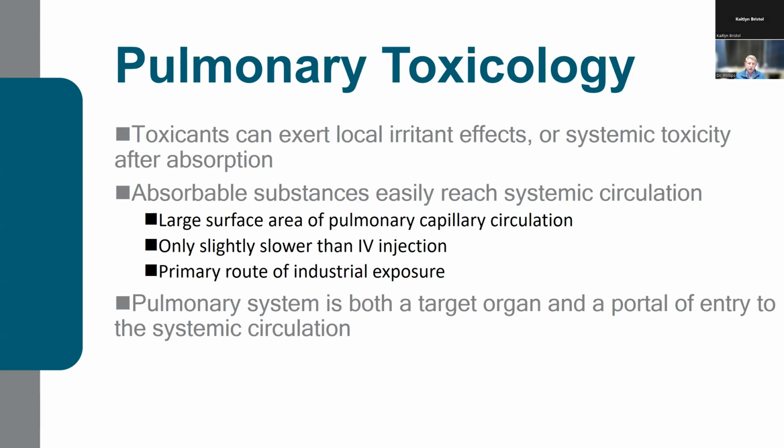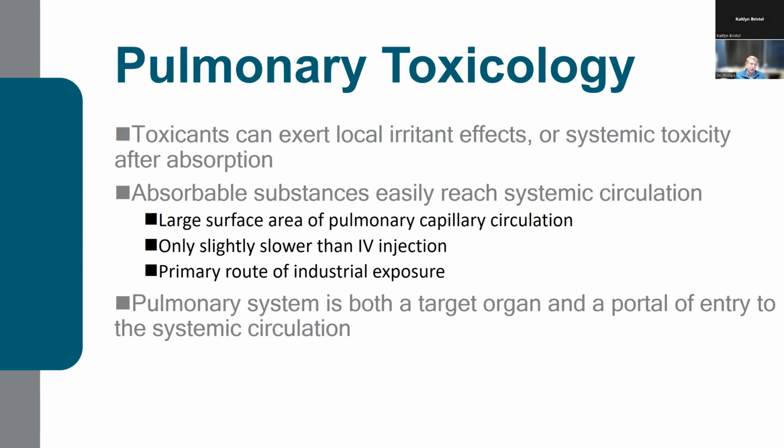So we know that toxins exert both local effects, and they may be irritant and ultimately either transient or pulmonary, or they may contribute to systemic toxicity if they're absorbed through the alveoli into the capillary network. So it's easy to reach the systemic circulation because of very large pulmonary capillary circulation surface area, and it's only slightly slower than an intravenous injection. And I think we all can appreciate that in this day and age with fentanyl inhalation, which is very quick to react, almost as rapid as an intravenous injection.